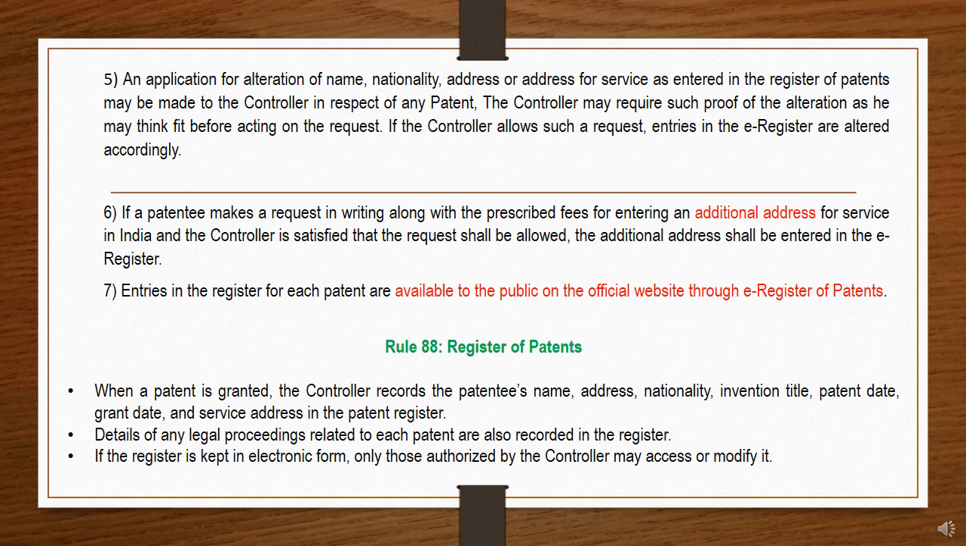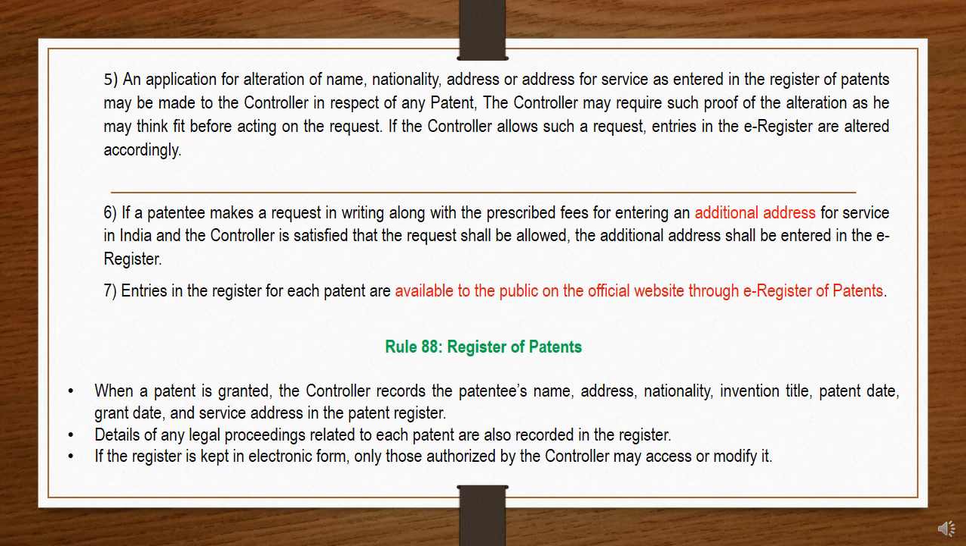Sixth one is adding an extra address. A patent owner can request to add another address in India for official communication. They need to submit this in writing and pay a fee. If the controller agrees, this extra address will be added to the e-register.